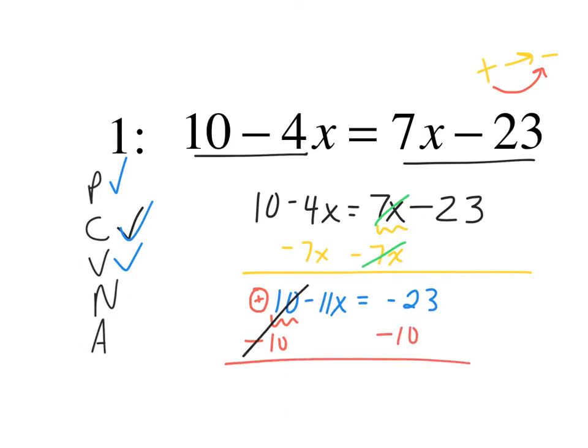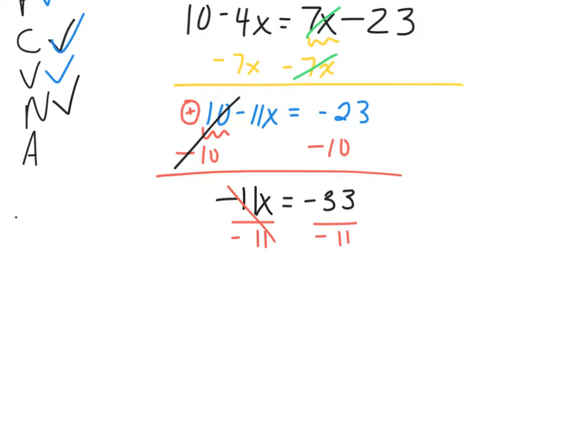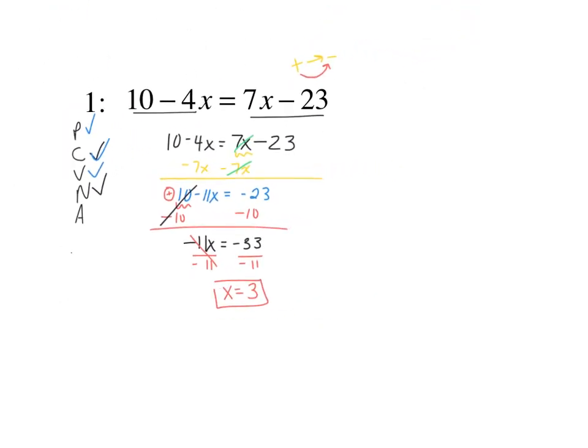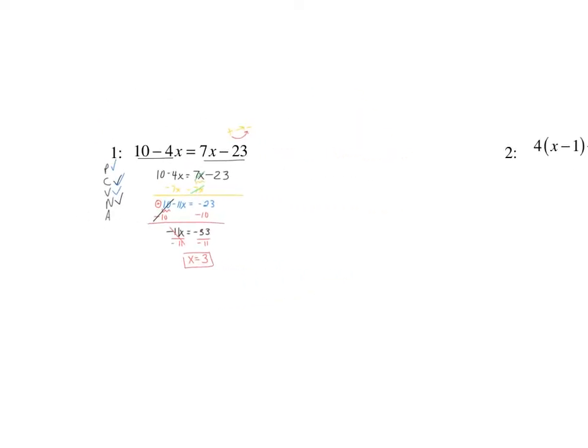My 10s cancel, so I get negative 11x equals... And I do on my calculator negative 23 minus 10, and I get negative 33. Your final step, divide both sides by the number attached to your x. So I'm going to divide by a negative 11. My negative 11s cancel, so I get x equals positive 3. Because negative 33 divided by negative 11 is positive 3. If you're a little stuck, please rewind, rewatch, whatever your heart desires, but just know that we're going on to the next problem.